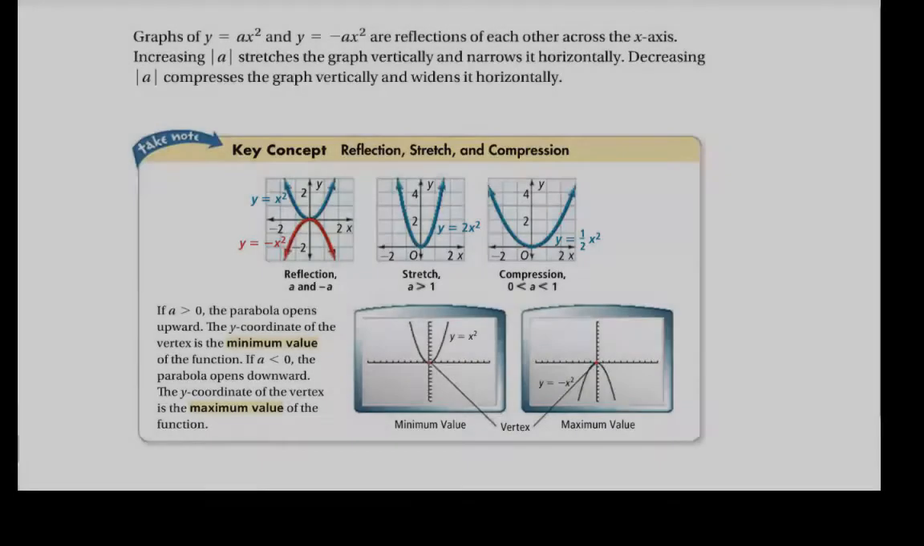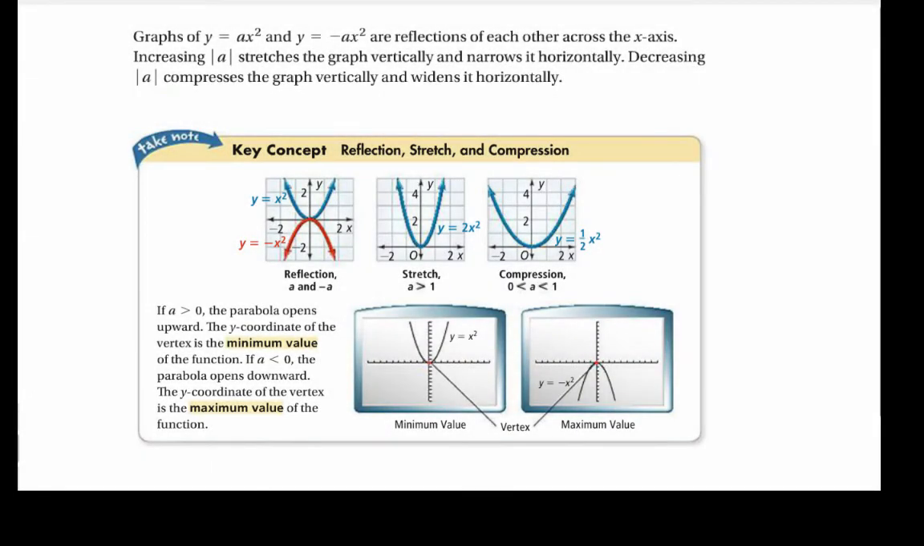Okay, so the graphs of y equals ax squared and y equals negative ax squared are what we call reflections of each other across the x-axis. Increasing the absolute value of a stretches the graph vertically and narrows it horizontally. Decreasing a compresses the graph vertically and widens it horizontally.